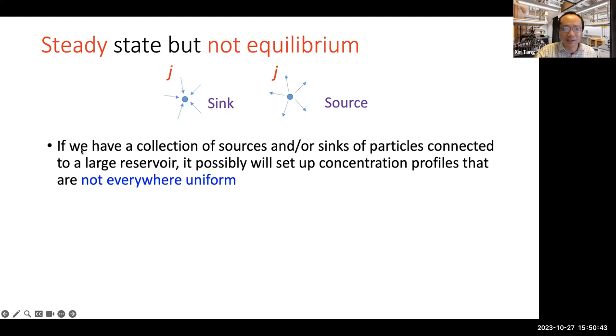Okay. So in this case, as I said here, we have a collection of sources or sinks of particles connected to a large reservoir. It possibly will set up a concentration profile. That means C is a function of space, and it is not uniform everywhere. It's not equal everywhere. So then you have a gradient that makes the particles move. When the particles move along the gradient, they are not in equilibrium, right?